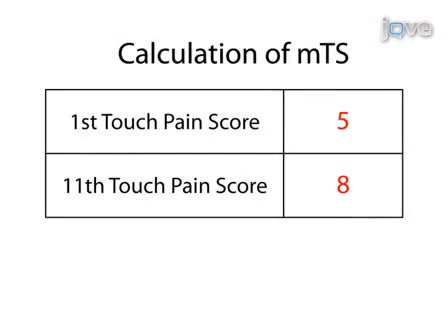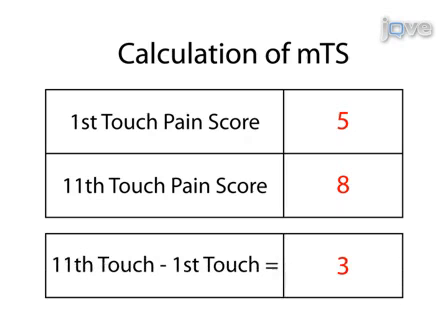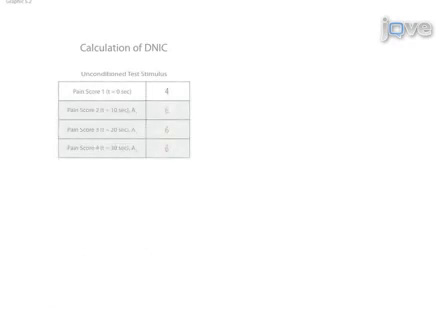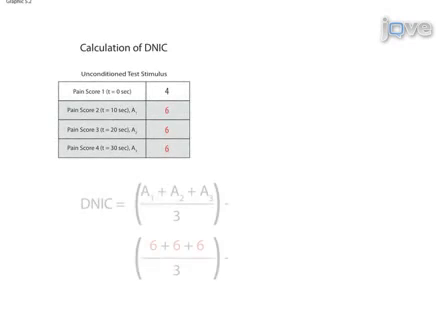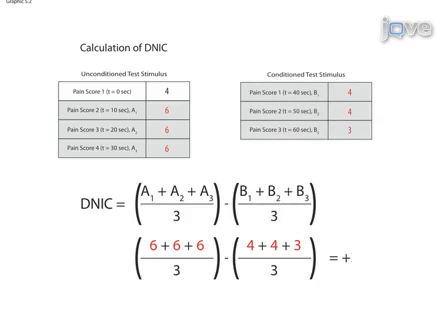Mechanical temporal summation is calculated by subtracting the pain rating after the first touch from the pain rating after the 11th touch. To calculate a DNIC score, the average of the last 3 pain ratings of the conditioned test stimulus is subtracted from the average of the last 3 pain ratings of the unconditioned test stimulus.